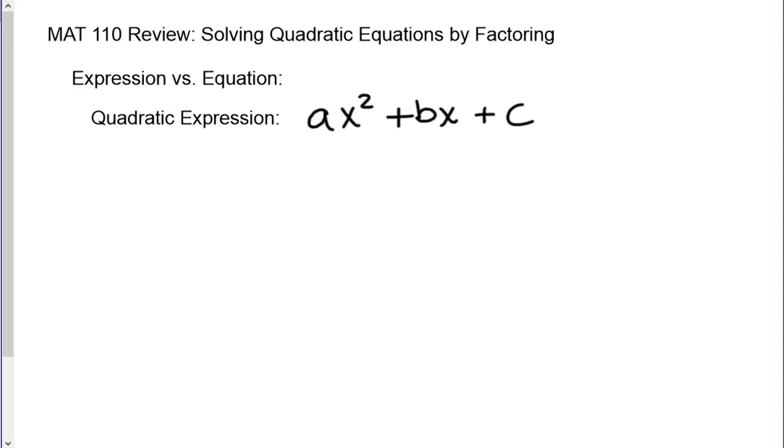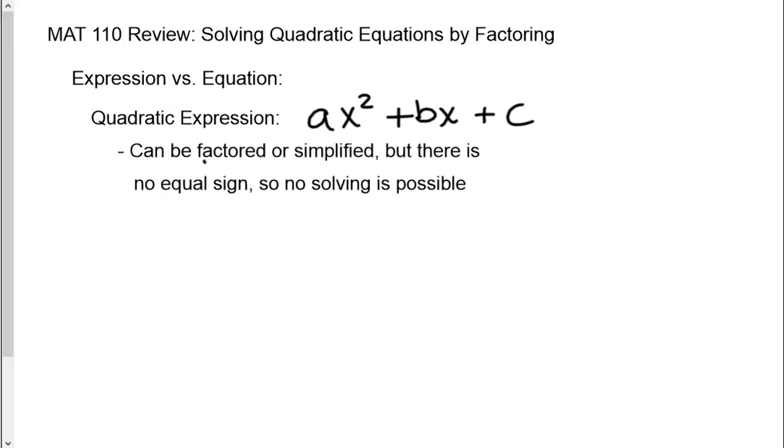There's no equal sign in this, and in fact the only thing that you can do with something like this is to factor it, or it can be simplified. Since there's no equal sign, no solving is possible. So you're not going to get this down to something that looks like x equals 5 or something of that nature.